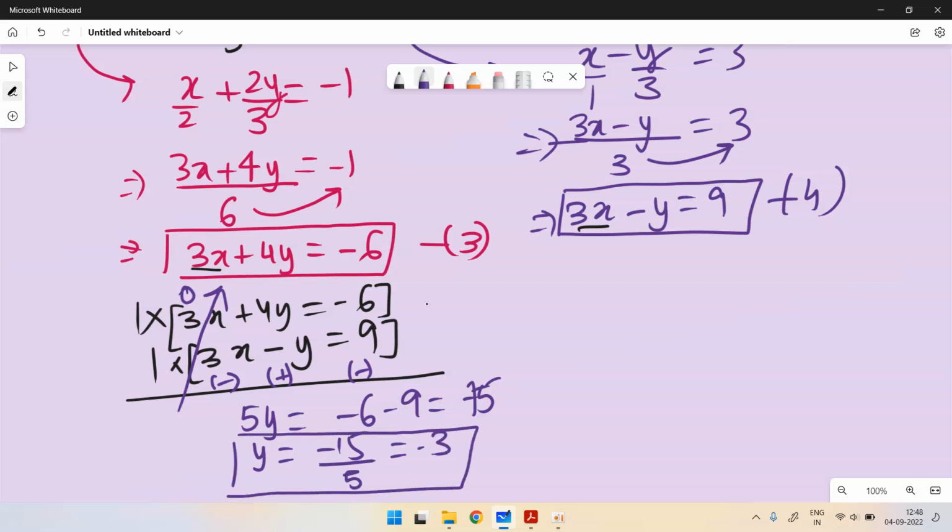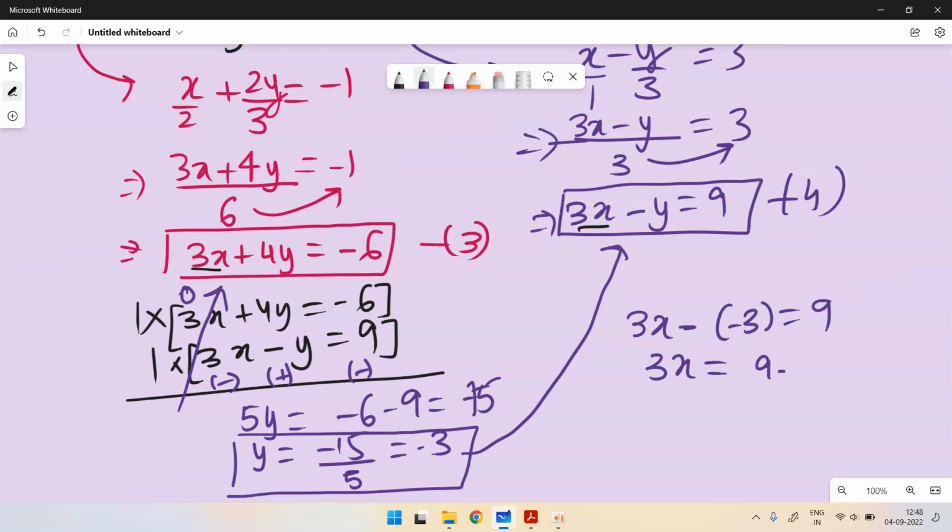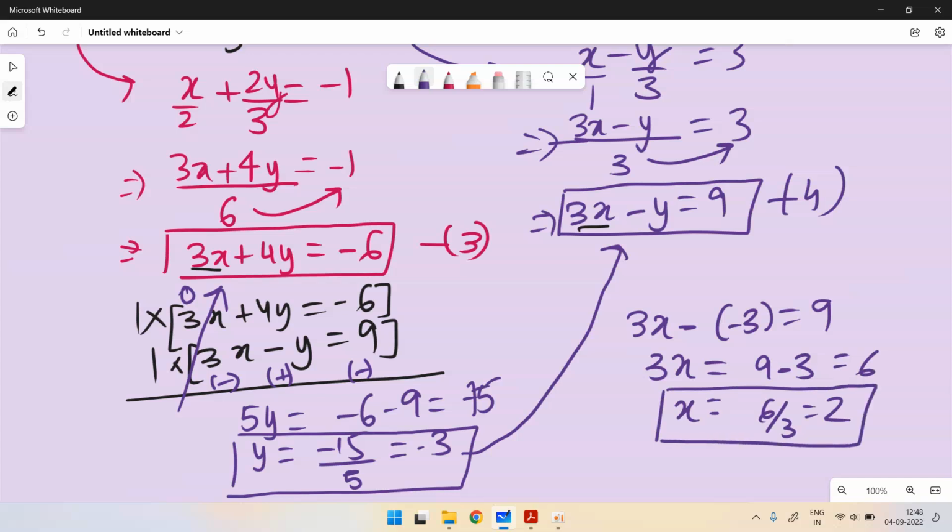Now if you put this value of y in equation number 4, you get 3x minus of minus 3 equal to 9. So 3x equal to 9 minus 3, which is 6. So the value of x is 6 by 3, nothing but 2. So the value of x is 2 and the value of y is minus 3. This is the answer.